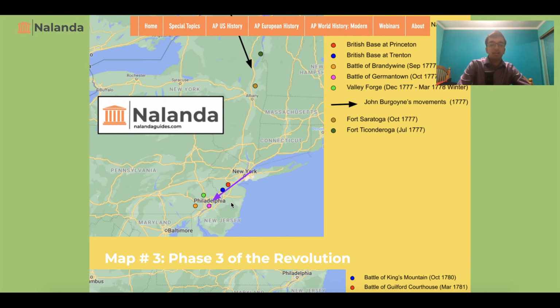However, Washington had no concept of seasonal warfare, and he believed that fighting warfare is year-round, including the winter. So during the winter time of 1777, he attacked the British bases at Trenton and Princeton. You can see with the red and blue dots here. However, he was unable to maintain control of them.